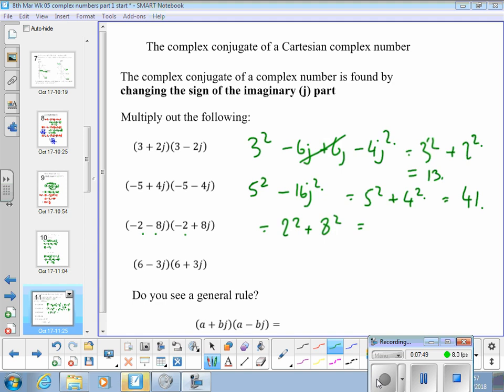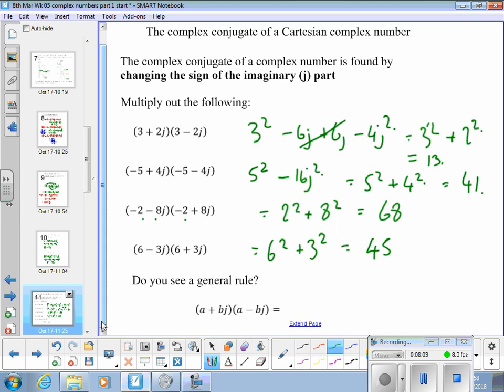So that's 4 plus 64, 68. The third one, 6 squared plus 3 squared, 45. So the general result down the bottom is a plus bj times a minus bj is equal to a squared plus b squared. So when you multiply one complex number by its own complex conjugate, you end up with a constant that is those two numbers, a and b, squared and added together. Alright? So, by all means write things out longhand to get a grasp of it, but if you can remember that, you can speed things up a bit.